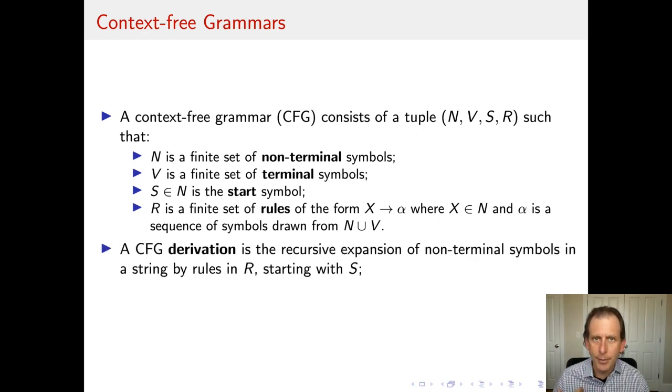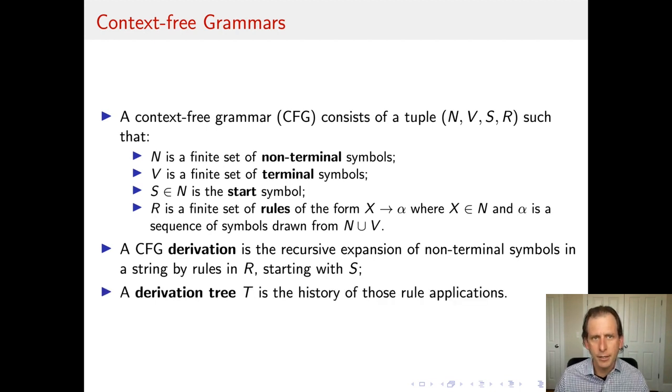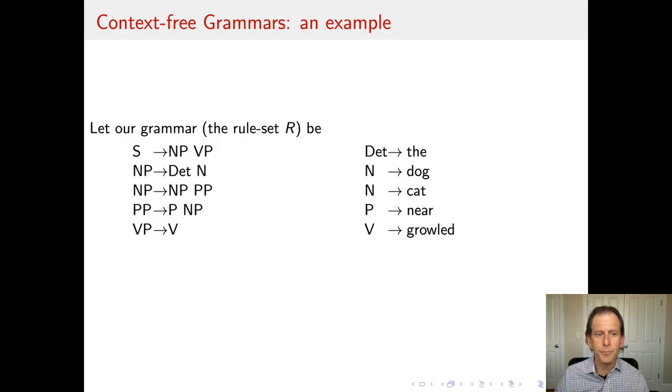A context-free grammar derivation is the recursive expansion of non-terminal symbols in a string by rules in the rule set. We start with the start symbol and recursively rewrite it until we have nothing else but terminal symbols left. And the derivation tree, T, which we're going to make a lot of use of here, is the history of the rule applications. So let's see how this looks. Let's take an example grammar, and what you'll find is that although I described all these components, usually it's enough to just list a set of rules, and then the breakdown of the components is going to be obvious from the rule set.